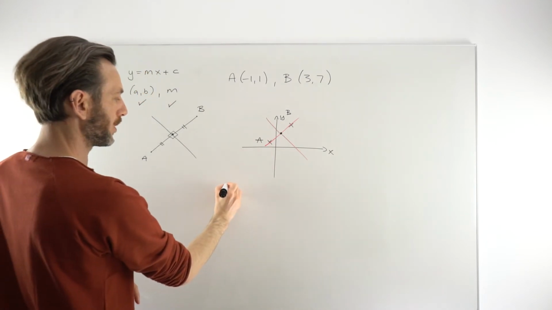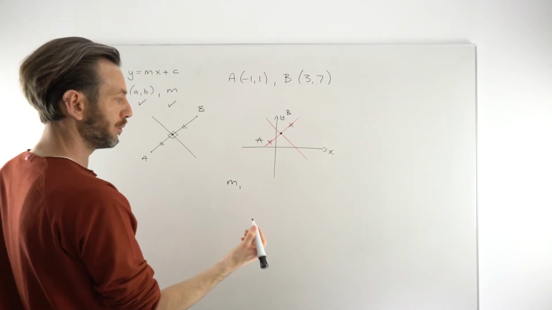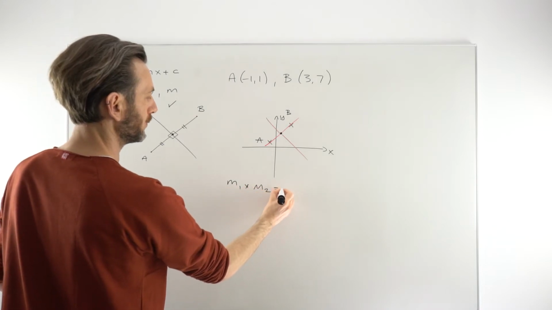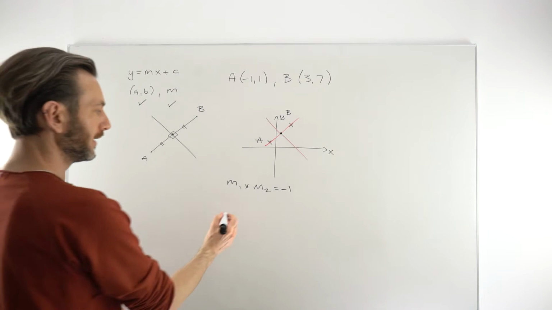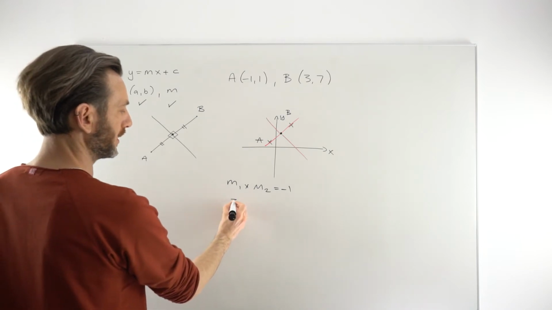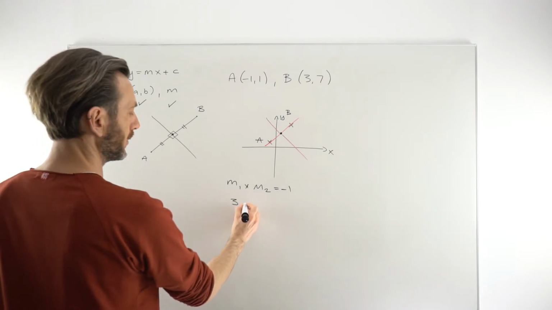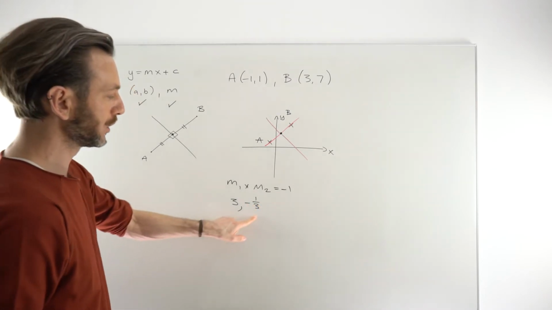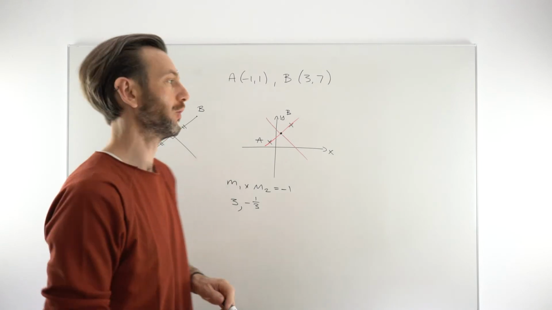Remember that if two lines are perpendicular, and if they've got gradients m1 and m2, then m1 times m2 equals minus 1. But in reality, if you know, for example, that one of the gradients is 3, then the other gradient, the perpendicular gradient, must be minus 1 over 3. And we call those the negative reciprocal of each other.